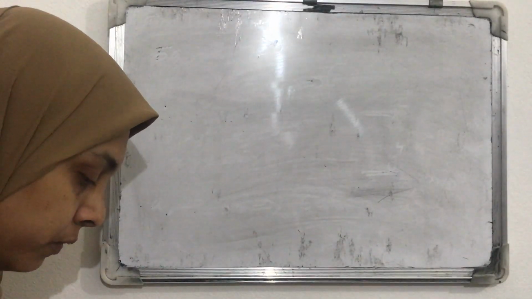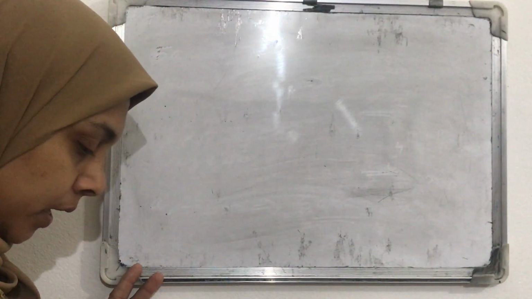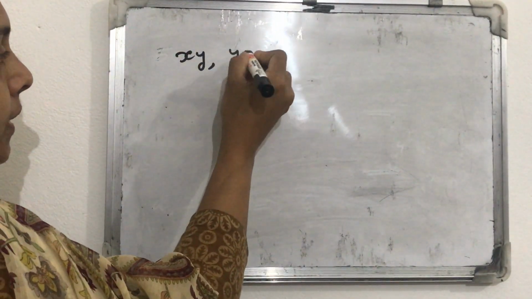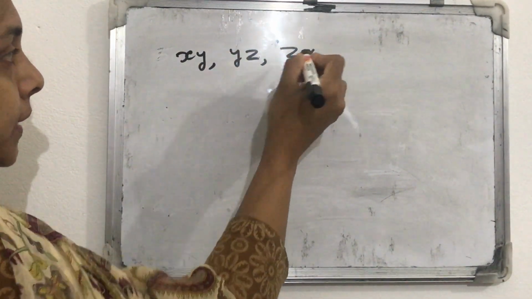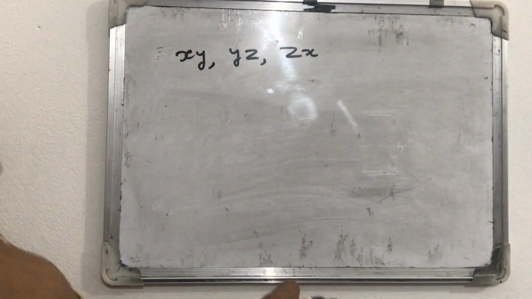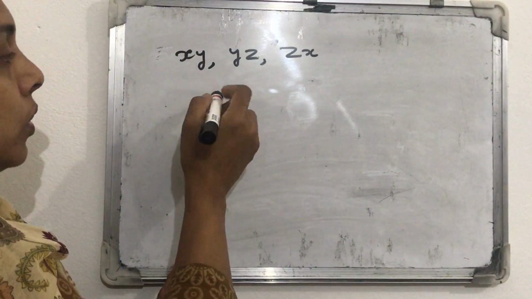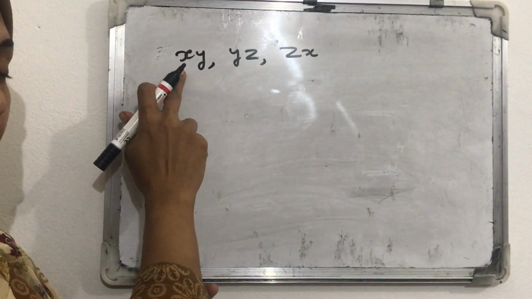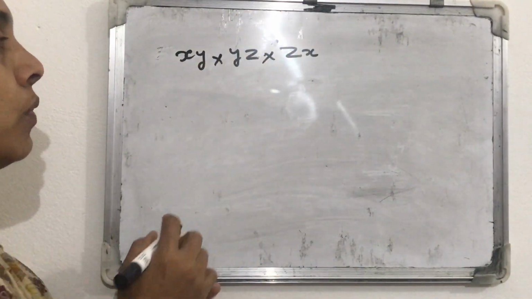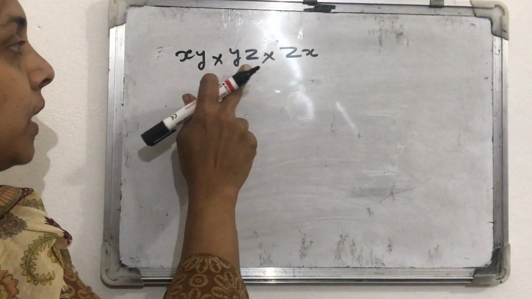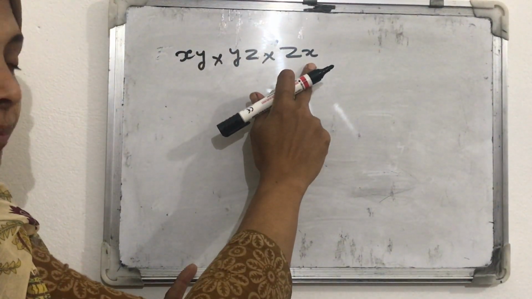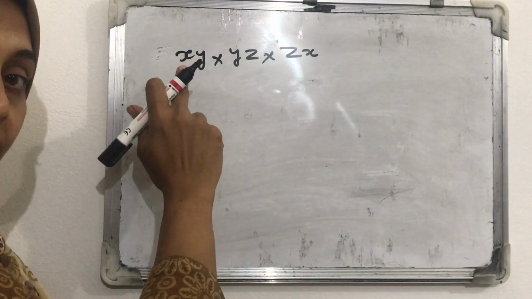Next question: find the product of the following. Different questions are given. xy, yz, zx. How can we find the product? It will be xy into yz into zx. Take the power of x. How many times is x there? 1 and 2. So x into x. xy means x into y.